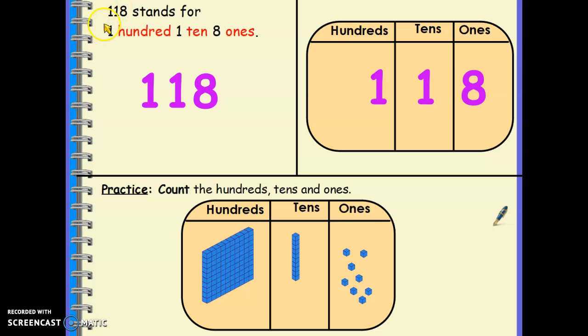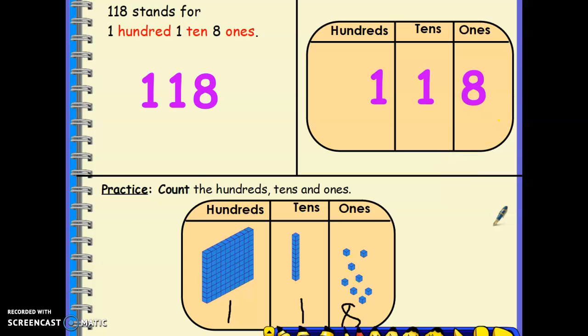Okay, so let's look. 118 stands for 100, 1 ten, and 8 ones. So if you look here, how many hundreds do we have? We have 100, 1 ten, and how many ones do we have? 1, 2, 3, 4, 5, 6, 7, 8. And we have 8 ones.